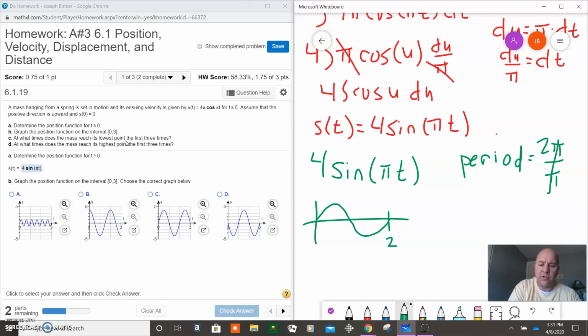Sine starts at the origin. Since they want you to go to 3, I'll just go a little bit further. And so I'm looking for a picture that kind of models that. Obviously, that one starts at the origin. That one starts at the origin.